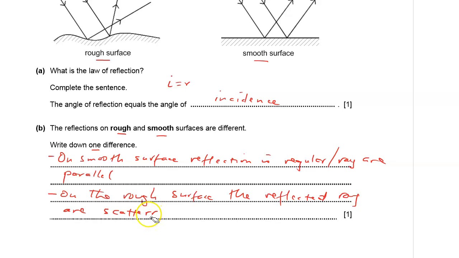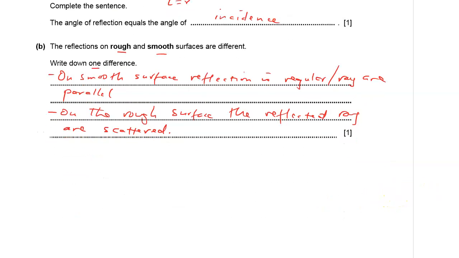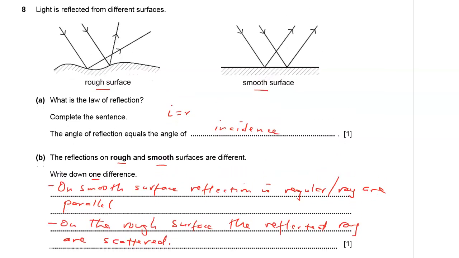The reflected rays are scattered. So that is one difference on the reflection of the two surfaces right there.